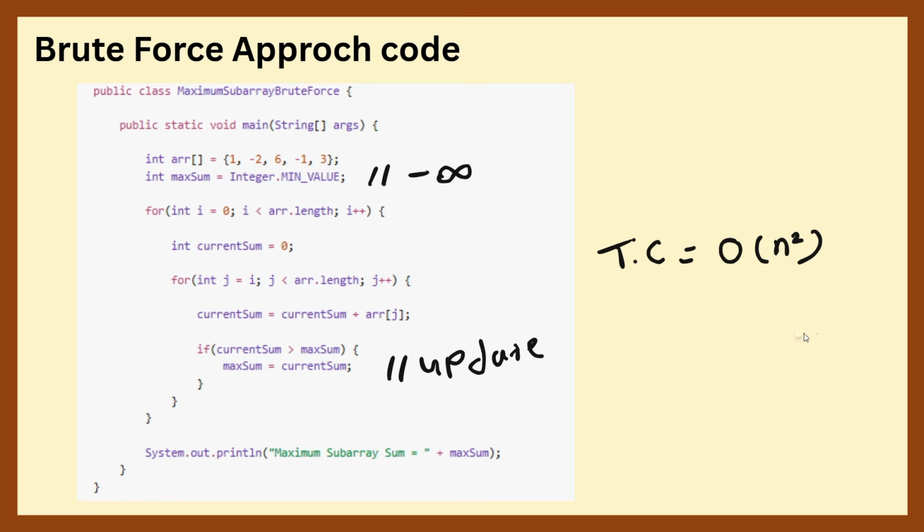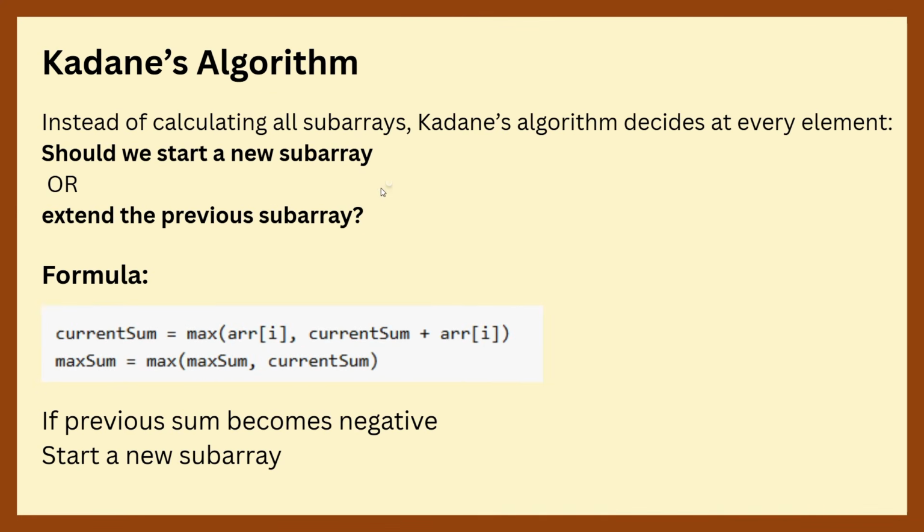So to improve the time complexity, we need an ideal solution, and let's come to it. We solve maximum subarray sum in order of n time complexity using Kadane's algorithm. Instead of calculating all subarrays, Kadane's algorithm decides at every element whether we should start a new subarray or extend the previous one. If the previous subarray becomes negative, we start a new subarray.